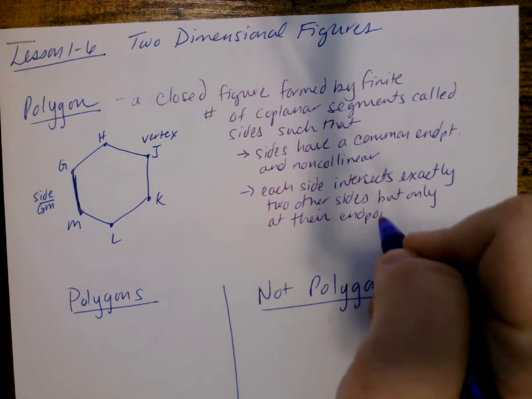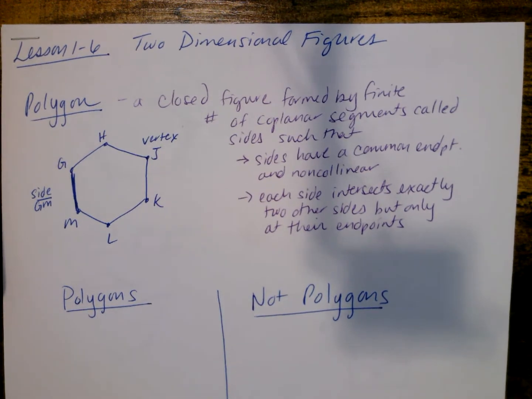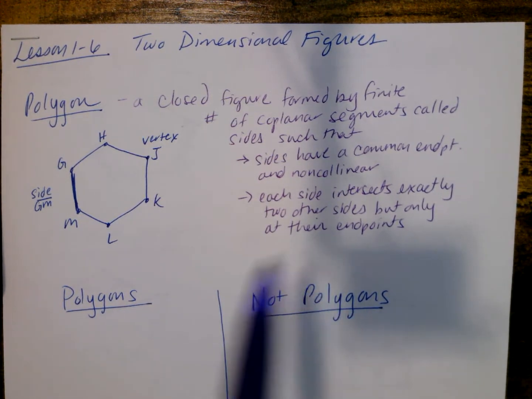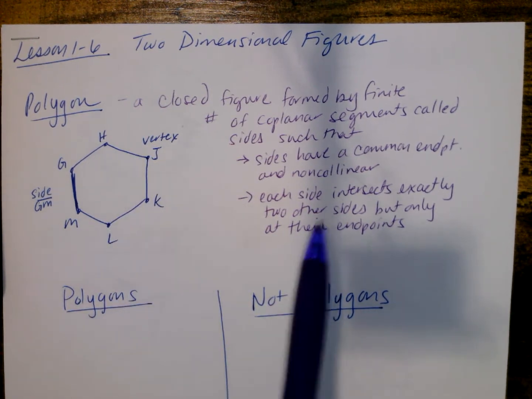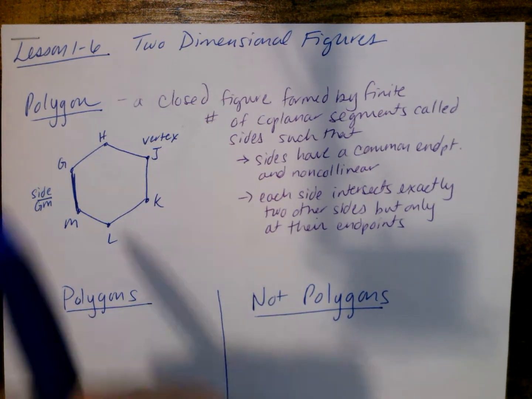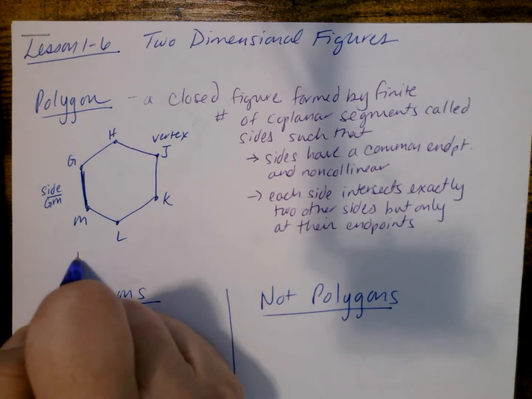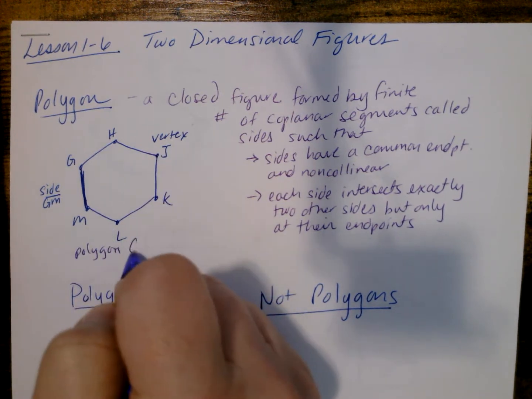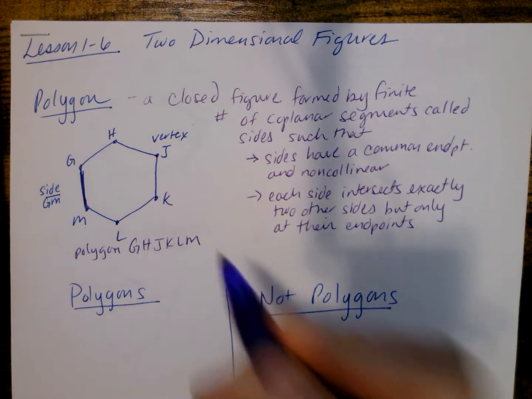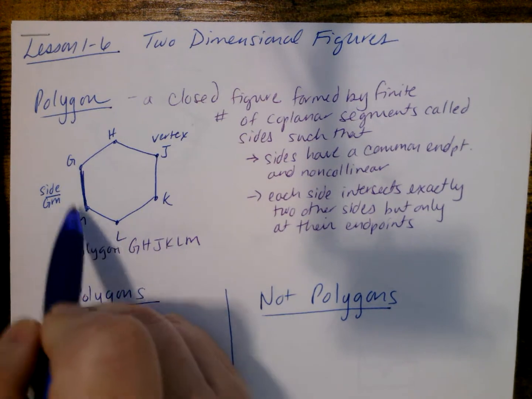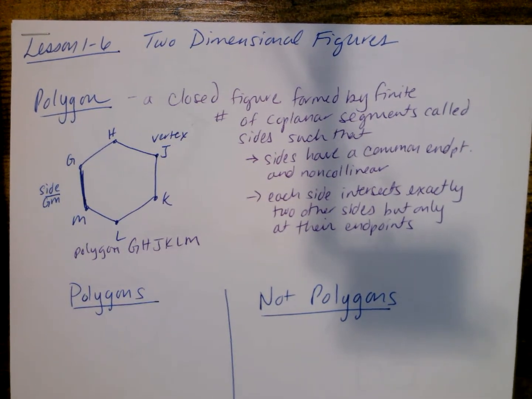That's a very long definition, but there's a reason for it, okay? Because we have to talk about what makes a polygon and what makes a polygon not a polygon. And these really are the two most important parts, that the sides have a common endpoint, they're non-collinear, and that each side intersects exactly two other sides, but only at their endpoints. So right here I have this, we would actually call it polygon GHJKLM. And to be honest, you could start at K if you liked and call it polygon KLMGH. It's fine. Just make sure you go all the way around.